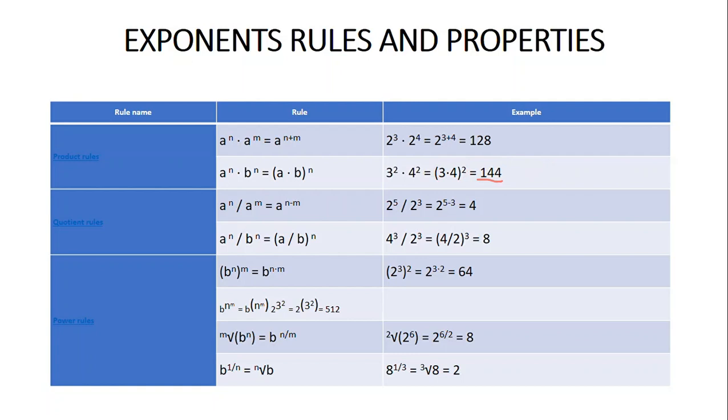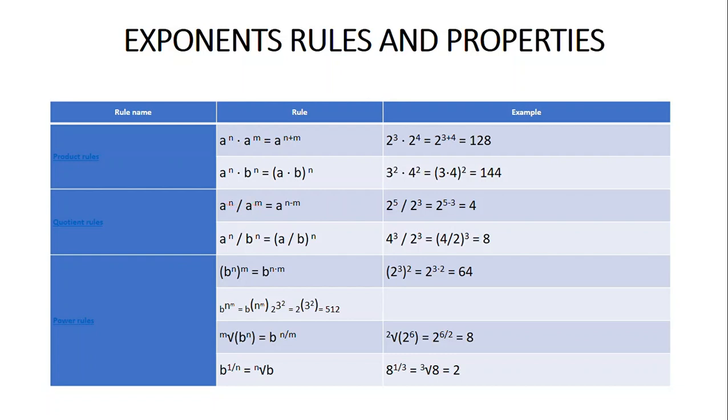144. Quotient rules, really similar to the product rules. First case, we have a division because it's a quotient, and bases are equal. Exponents are different or the same, it doesn't matter. But if the bases are equal, you have to keep the same base and subtract the exponent at the top minus the exponent at the bottom. It's always in that order.